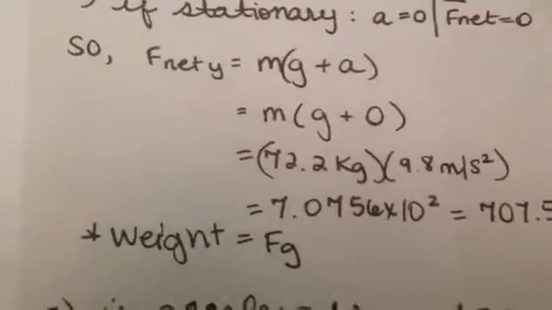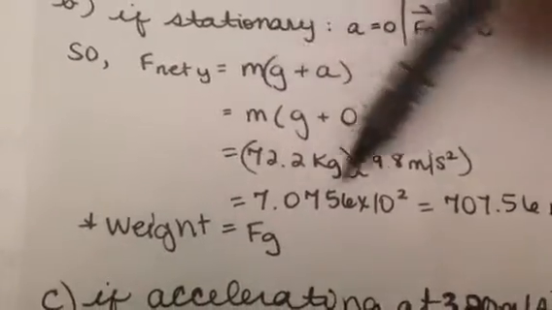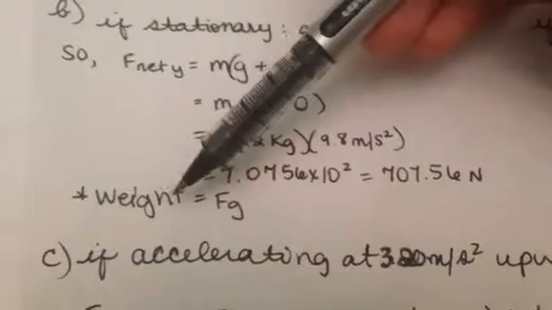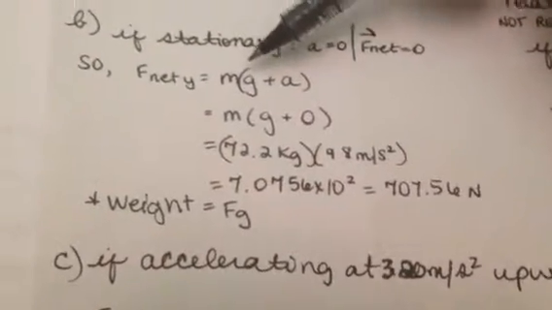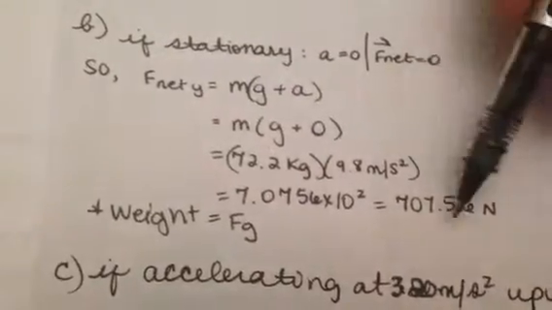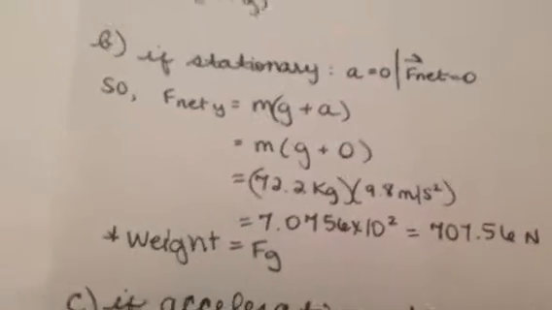So if we substitute 0 for a, and we plug in the values here and type in the calculator, we know that his weight is Fg. And if he's stationary, he's going to equal exactly what his weight is. And that is what we're given, 72.2 kilograms times gravity.